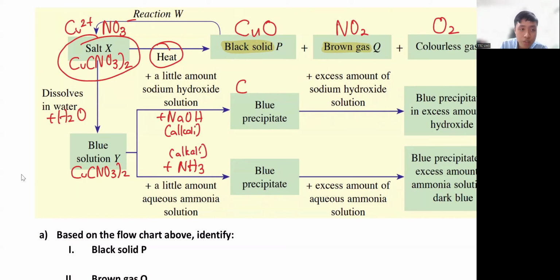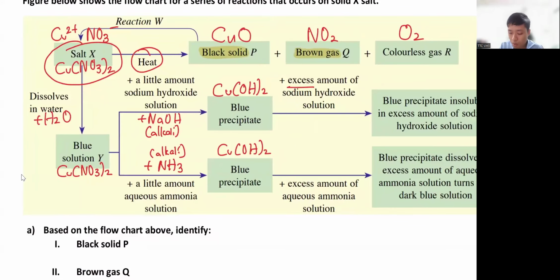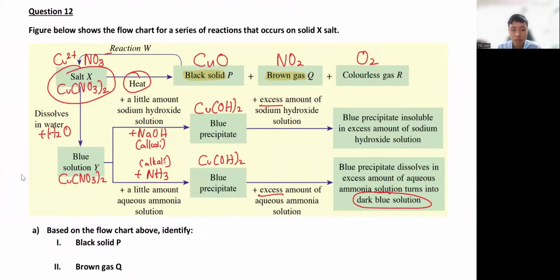So basically, for this blue precipitate, you have copper 2 hydroxide. After you add excess amount, for ammonia, it dissolves and becomes a dark blue solution. So you can write the answer.